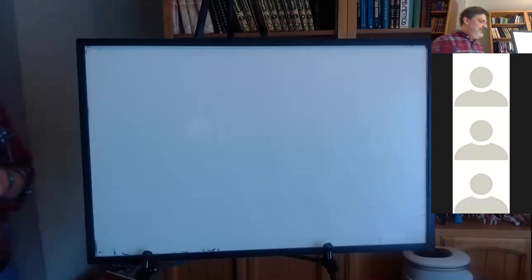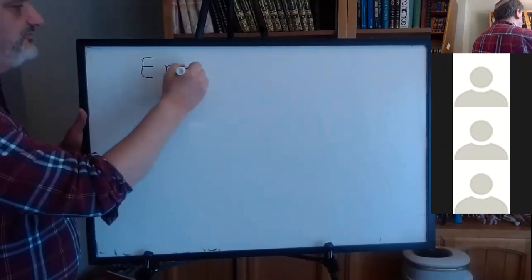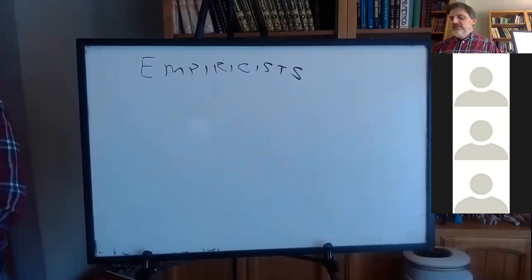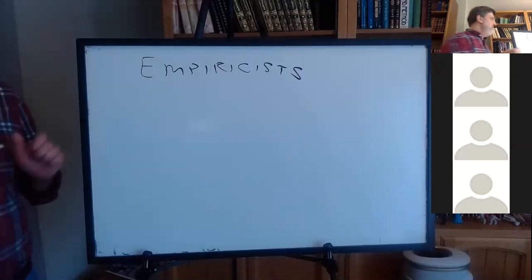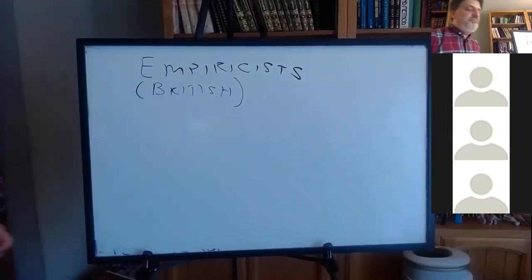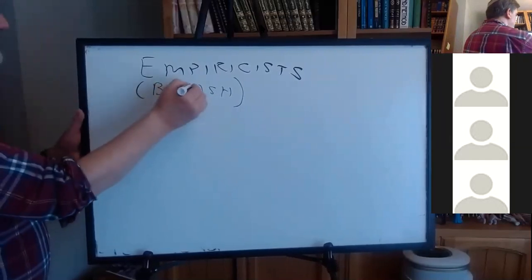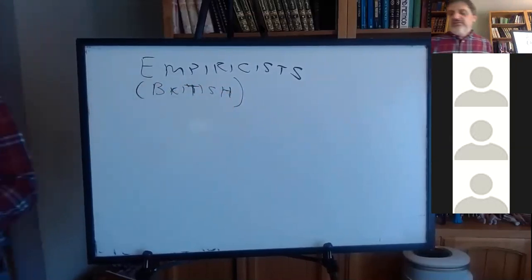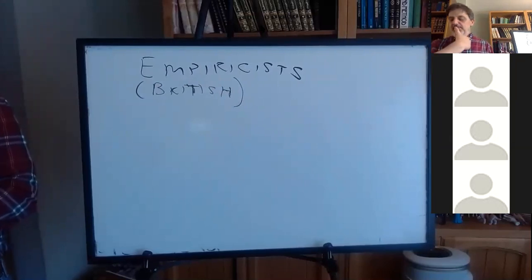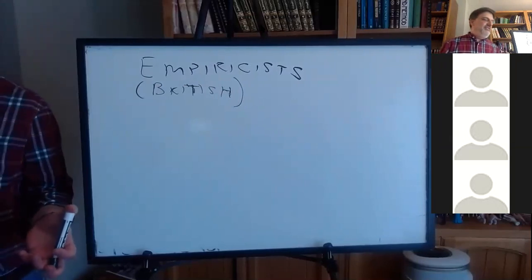Okay, so this class, I guess I shouldn't have erased that part. This class is called Empiricists. What does that mean? Well, first of all, although this isn't part of the title of the course, it is part of the title of the people we're talking about, the British empiricists. Here's why we have a course called British Empiricists.